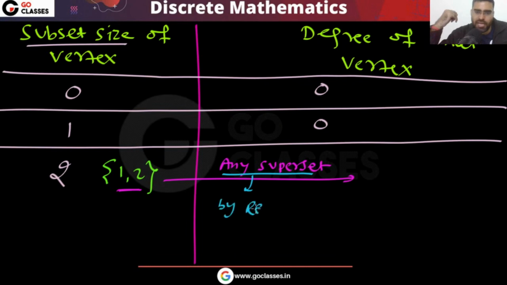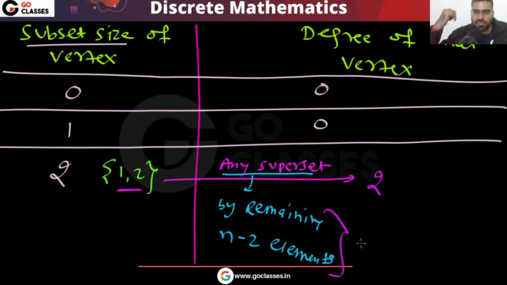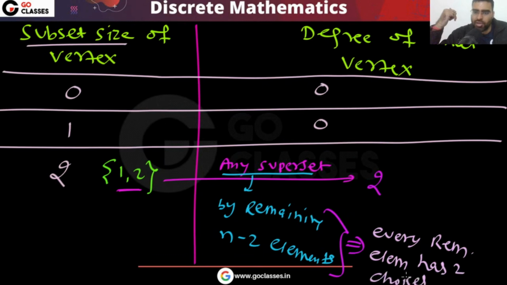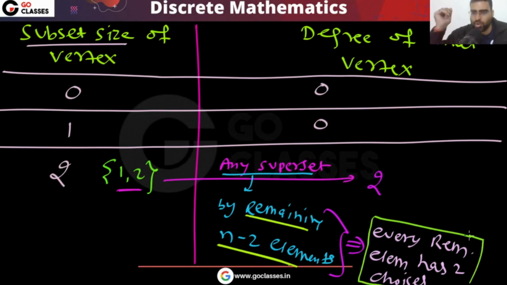So for any superset, every remaining element has two choices. Yes or no? Either you take it or leave it, take it or leave it. All the remaining elements have two choices. So n minus 2, because there are these many remaining elements, the degree will be 2 power n minus 2. Very good. Okay, let's move on.